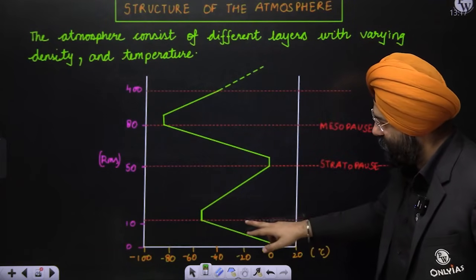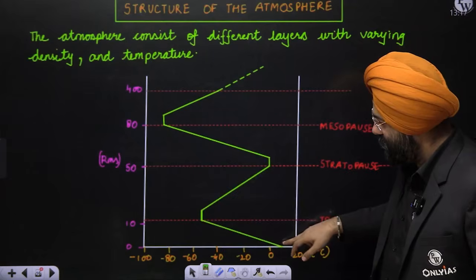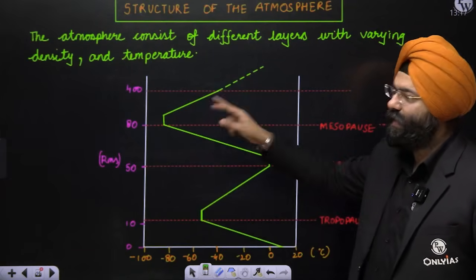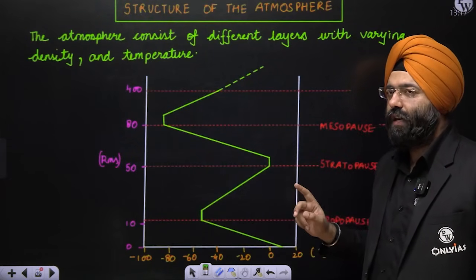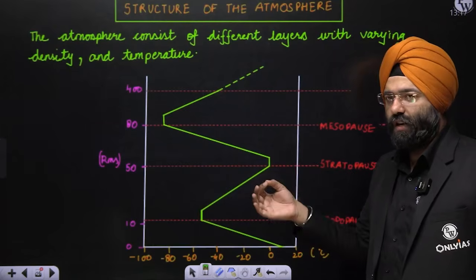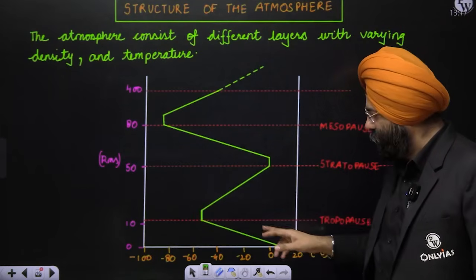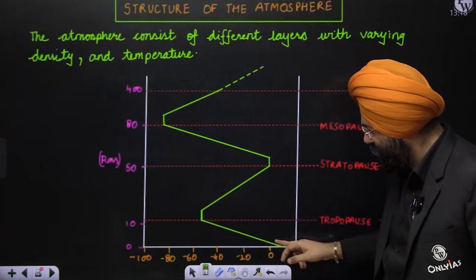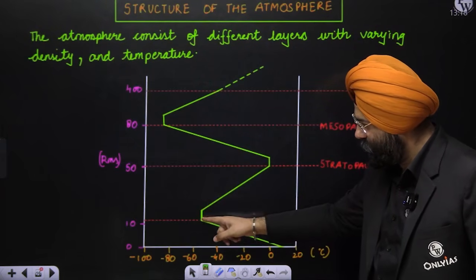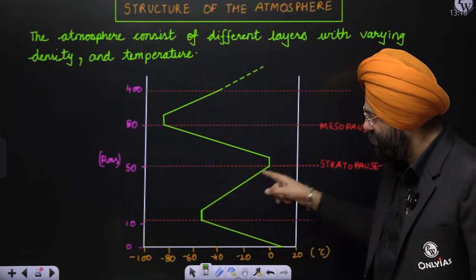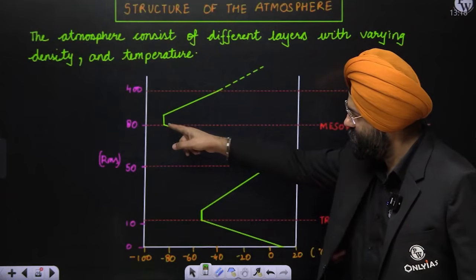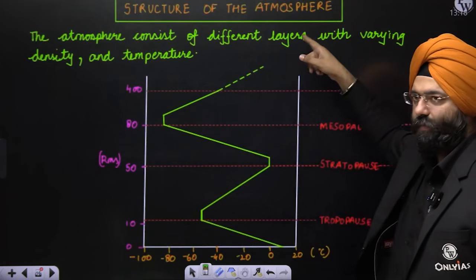These are layers. I will be marking it now. Please understand, this green is basically showing the changes in temperature as you move upwards, or as there is an increase in height. So if you move from this point to this, that means there is a fall in temperature, then some constant, then an increase in temperature, some constant, then a decrease in temperature, some constant, then an increase in temperature.